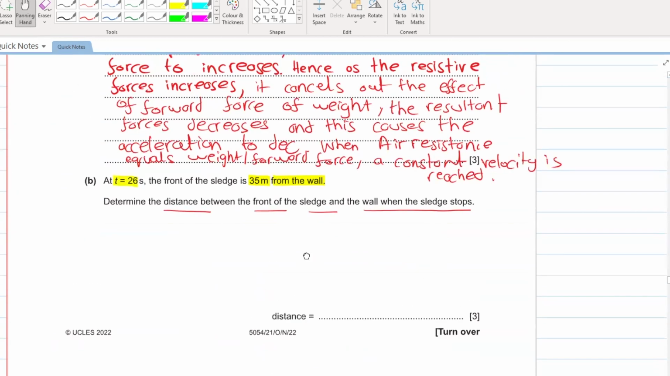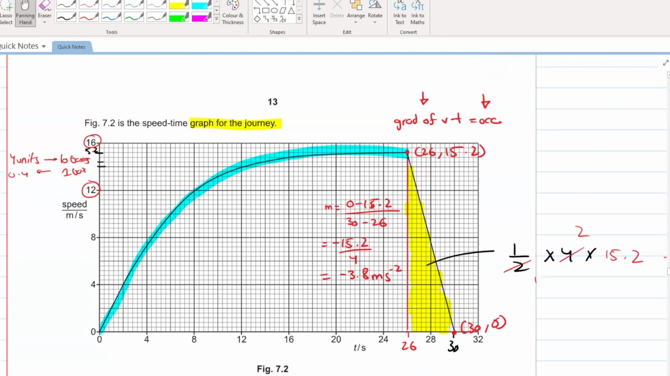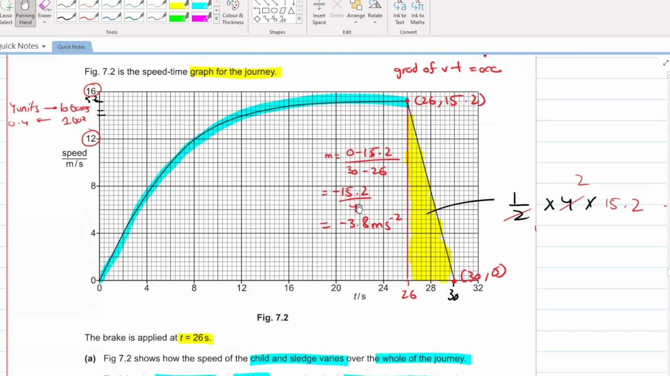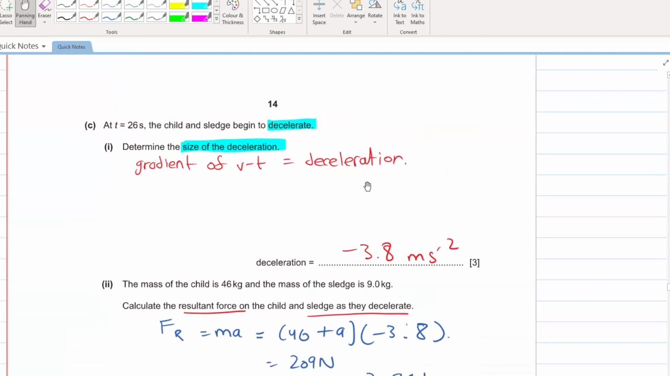Always remember, gradient of velocity time graph is equal to acceleration. Good. One thing that you need to understand here is what size means. This size basically means only the magnitude. Perfect. So your deceleration will not contain a negative sign. It will be a positive sign.